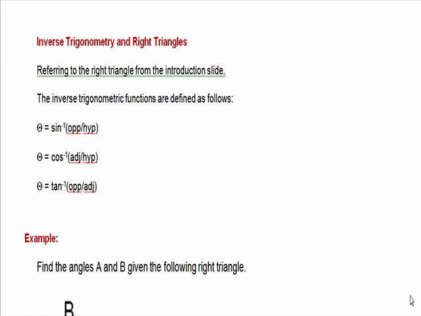So again, using right triangles, if I know the adjacent over the hypotenuse, if I do the inverse cosine, that'll give me the angle that I'm looking for. Inverse tangent would be opposite over adjacent, and again, that's what would produce the angle. So if I know the opposite and the adjacent, I can do the inverse tangent, and that would produce the angle.